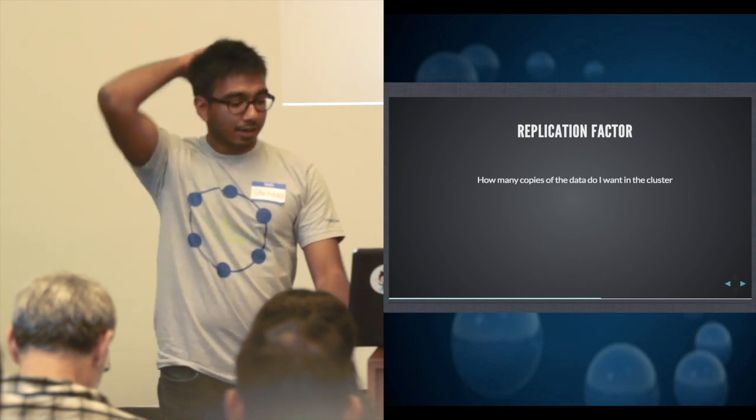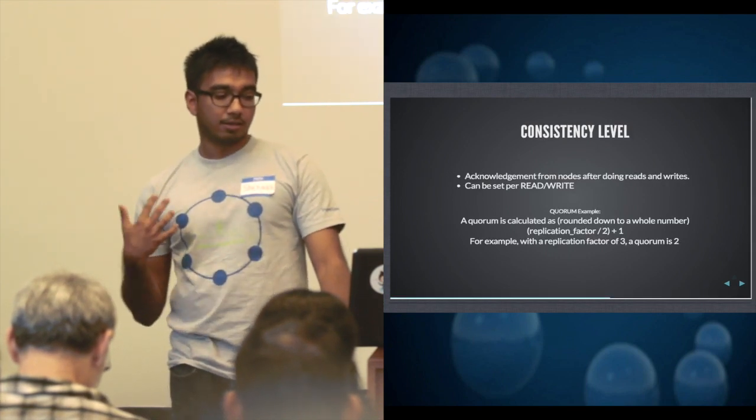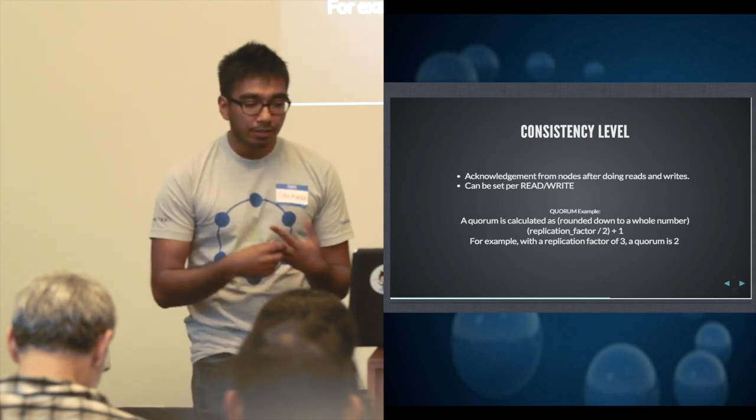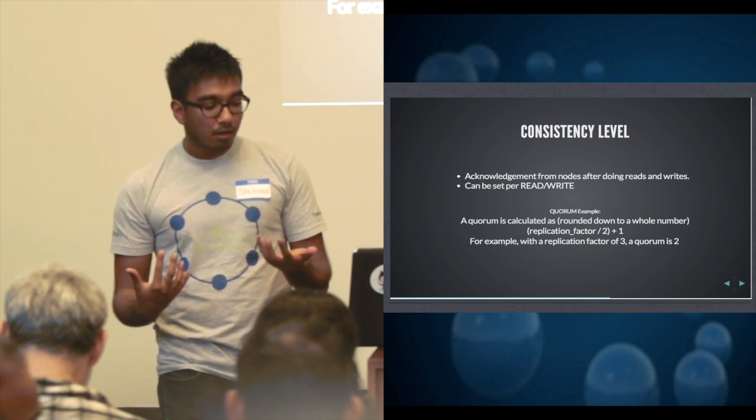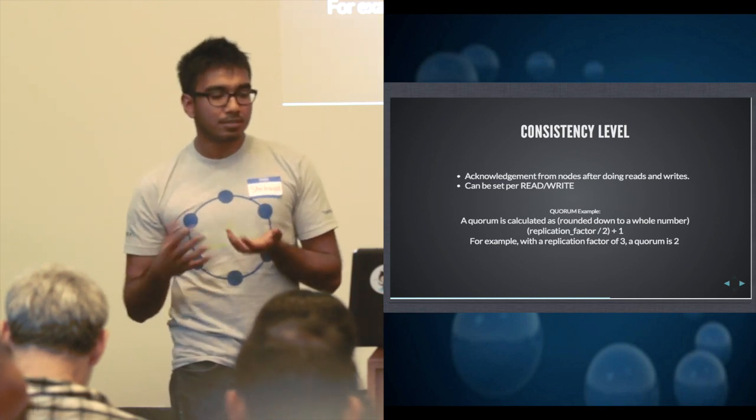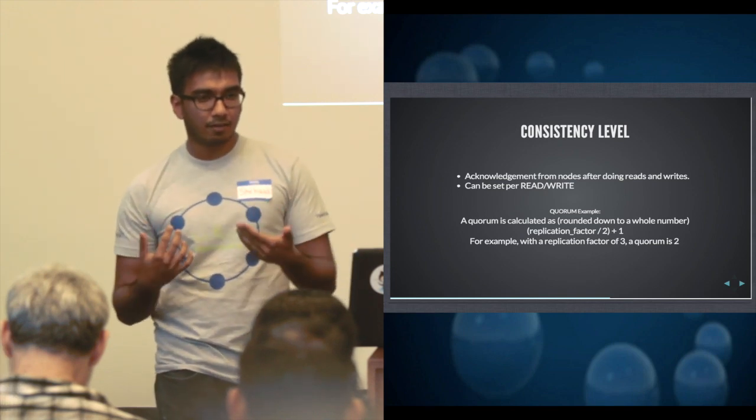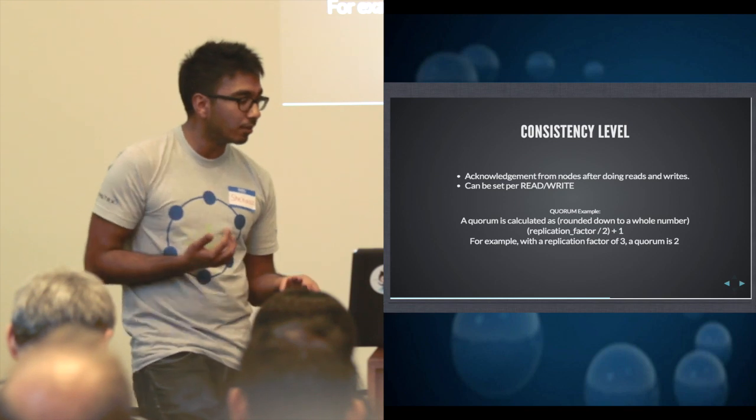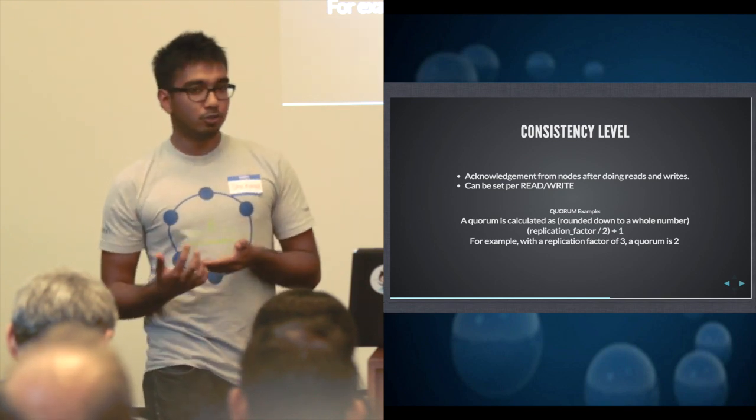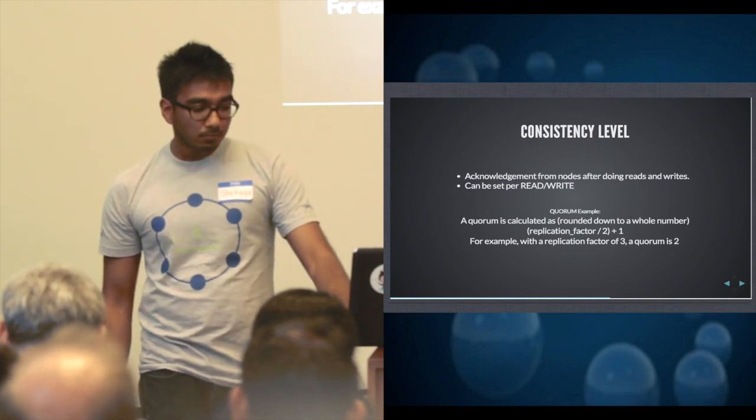So replication factor is how many copies of the data I want in the cluster, and consistency level is the acknowledgements you get from the nodes after you do a read or a write. I'll explain what quorum is, because John talked about it this morning. It is replication factor divided by 2 plus 1. That's the quorum. So if you set a replication factor of 3, your quorum would be 2. After you do a write, you wait till you have 2 acknowledgements.